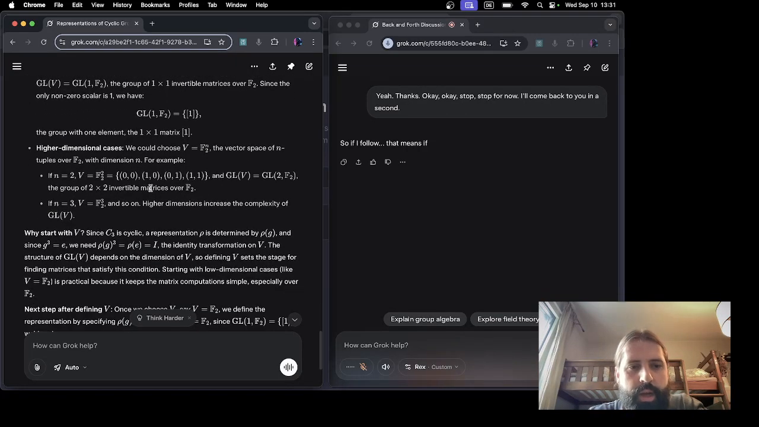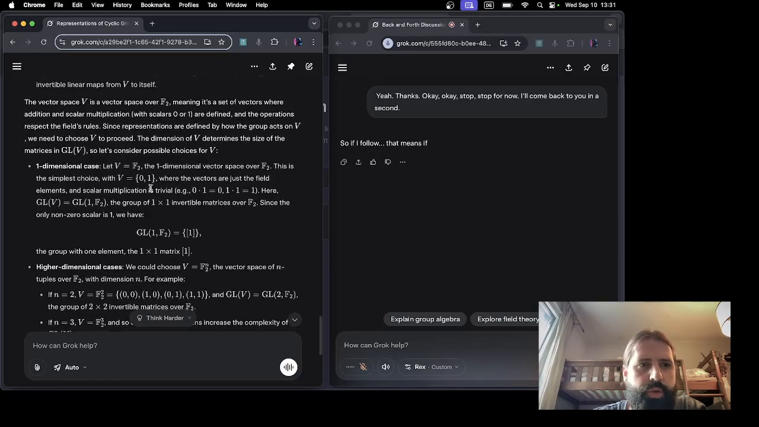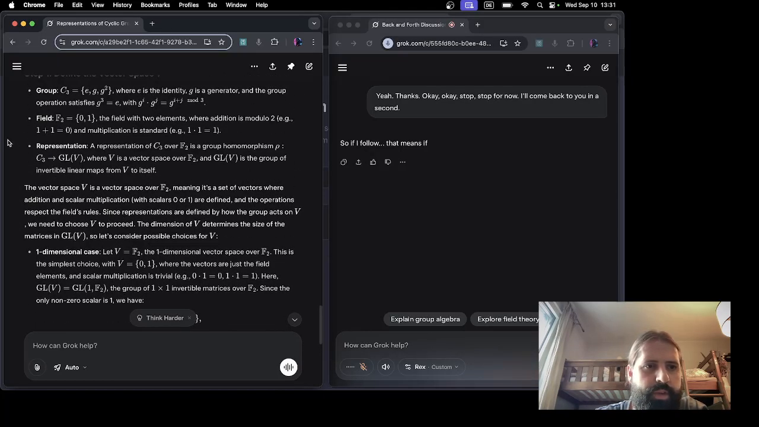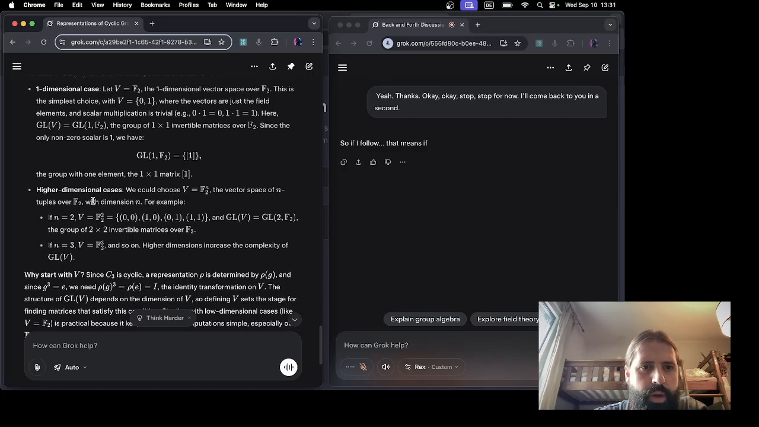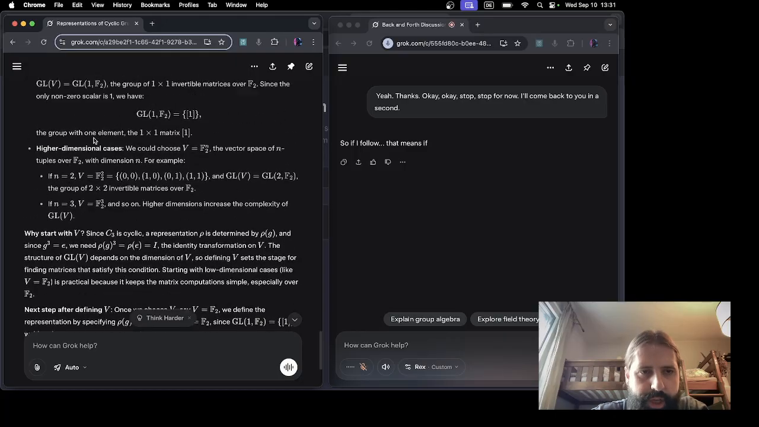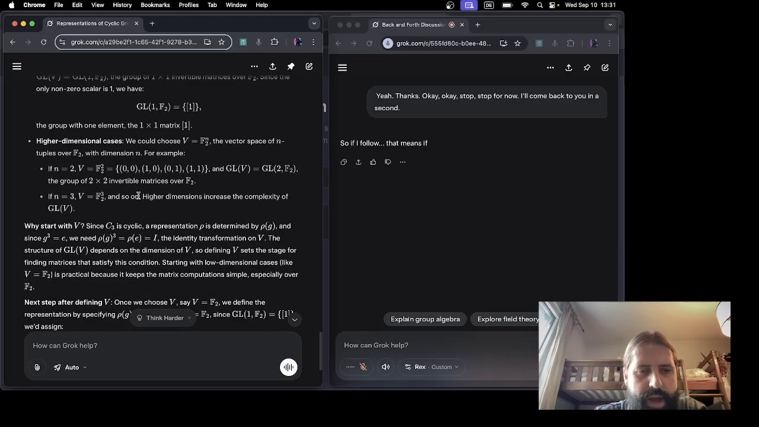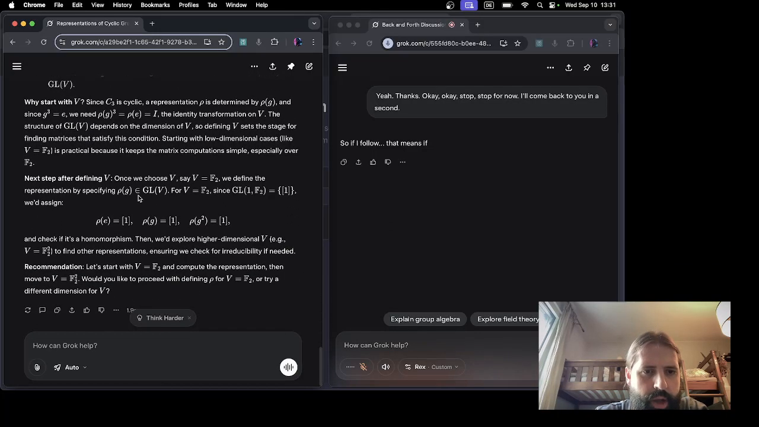So essentially, we now have C3. How do we do this, right? Well, in the one-dimensional case, essentially you have only one representation, which is basically all the elements mapped to the matrix 1. Cool. Let's explore 2 dimensions.